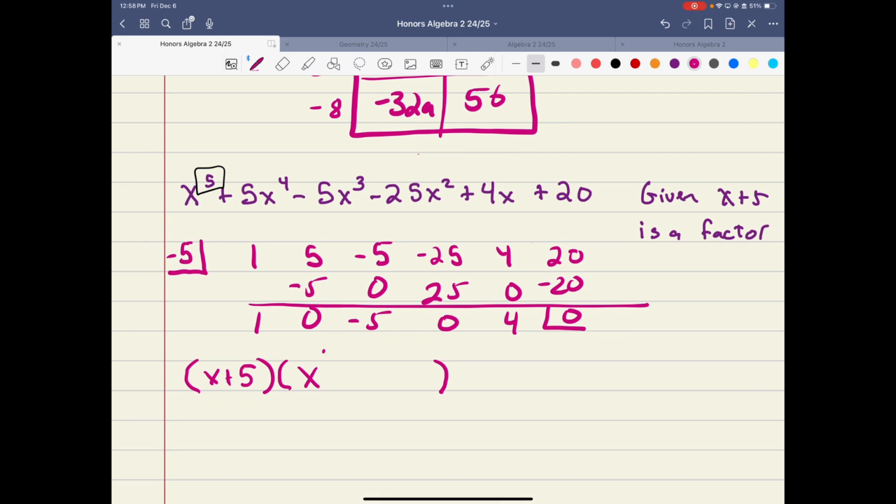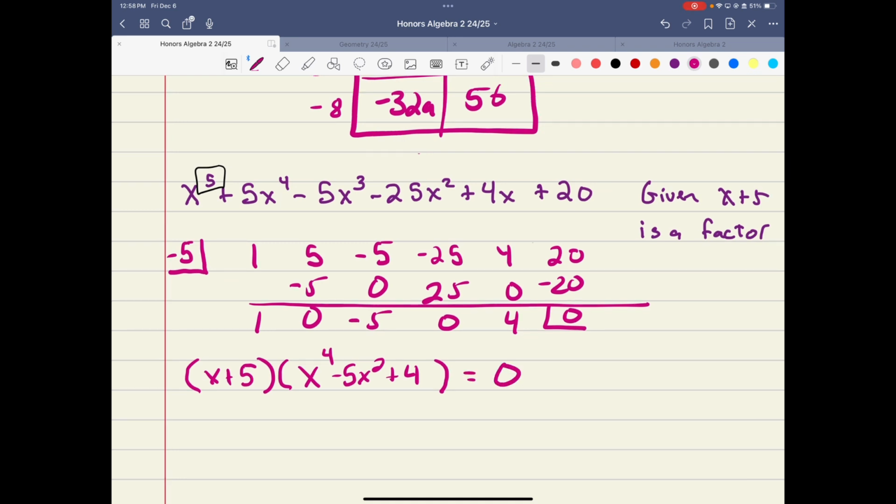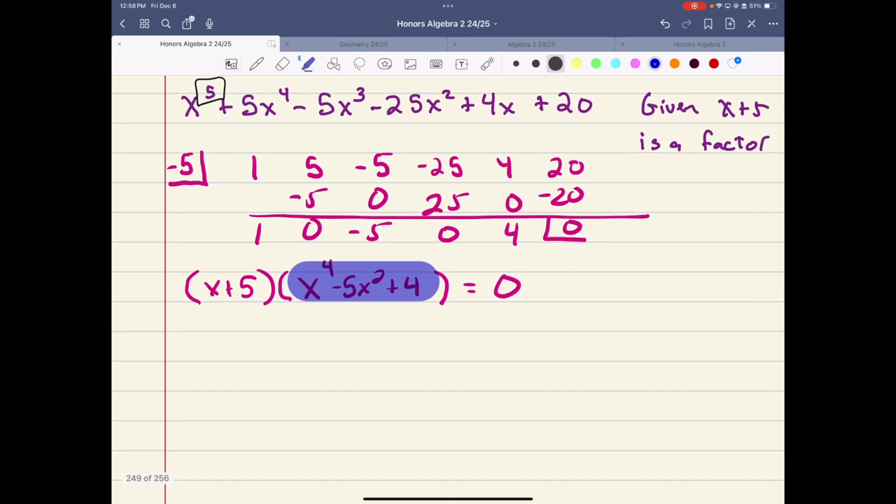X to the 4th minus 5x squared plus 4. Okay, so there's our other factor. Now, we're going to set this equal to 0 because we're going to find the zeros and we're going to graph this thing. But now we've got this trinomial sitting in here. Since we've got a trinomial in here, and it's actually to the 4th power even, we need to see if that actually factors or not.